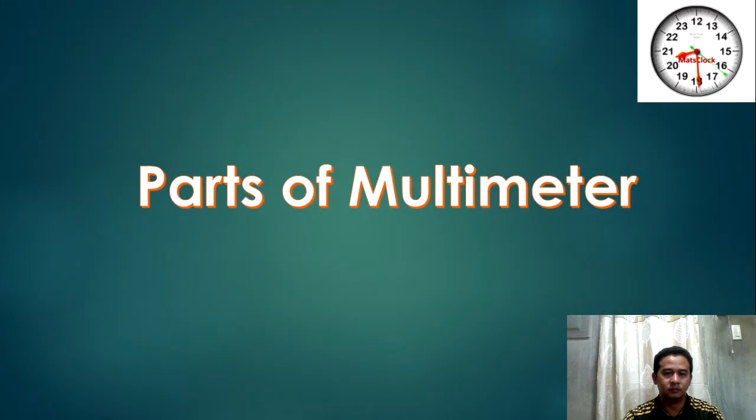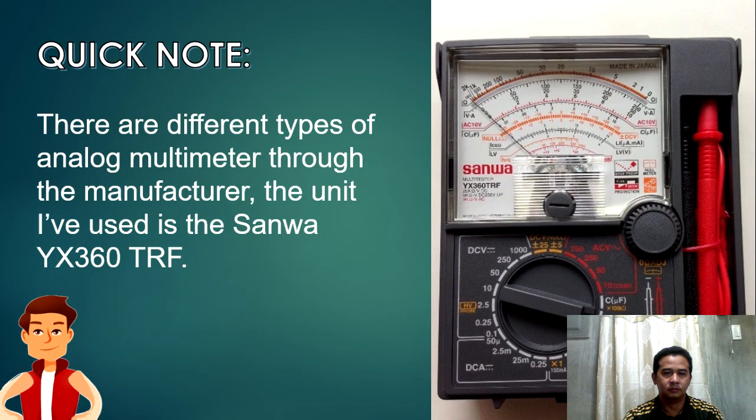So what are the parts of a multimeter? Quick note, there are different types of analog multimeter through the manufacturer. The unit I've used in this presentation is the Sanwa YX360TRF. So here are the basic parts of this type of multimeter.